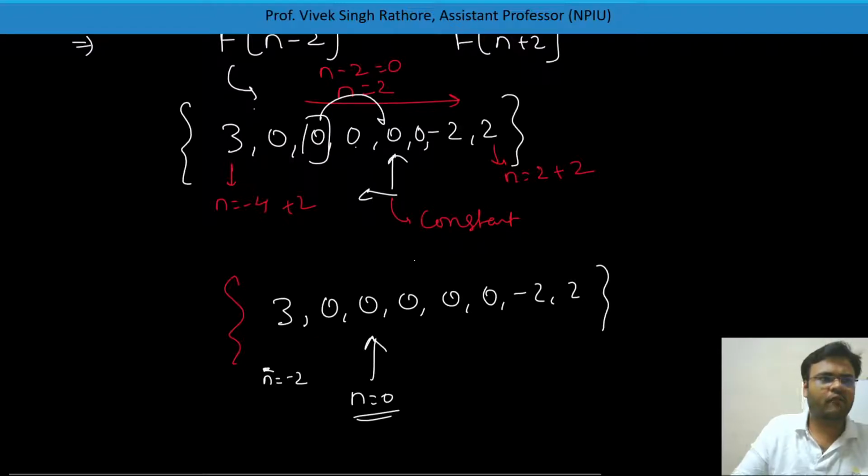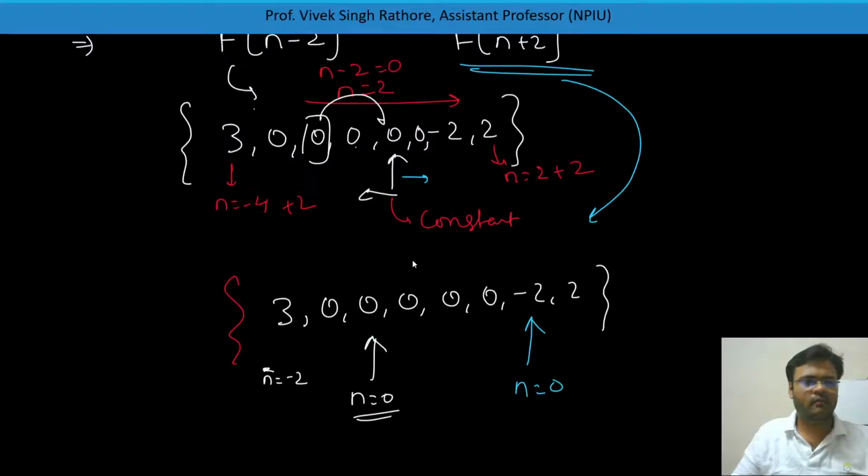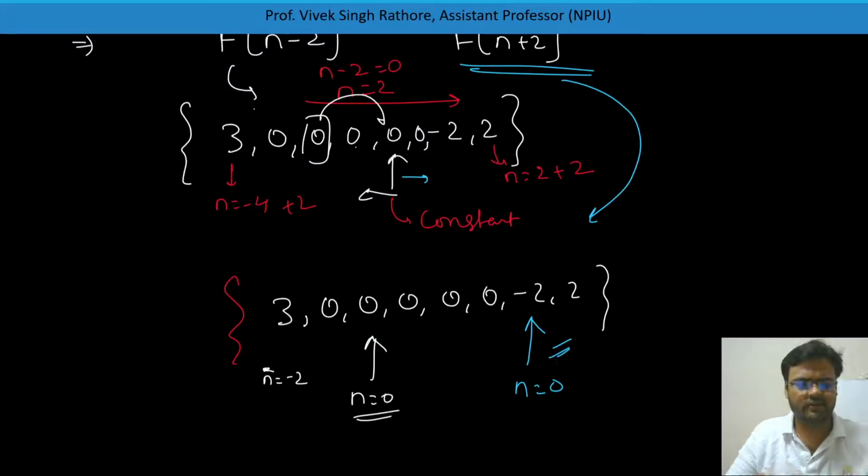And for f(n+2) it's the same thing: you need to shift the values to the left-hand side, and the arrow will be shifted towards the right-hand side. Earlier the arrow was here, now it will come minus 2, so it will point towards this. Now for f(n+2) the arrow will be this one. So you have understood the time shifting property in the time domain, and in discrete time signals it is very easy actually.